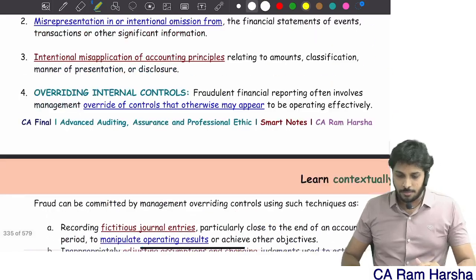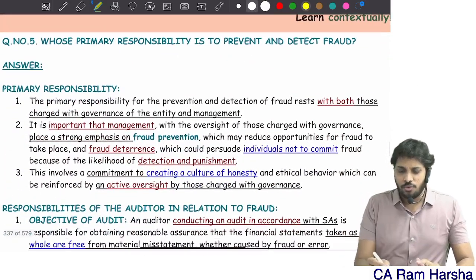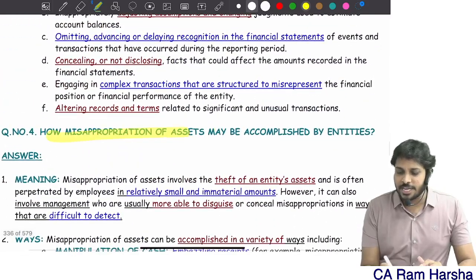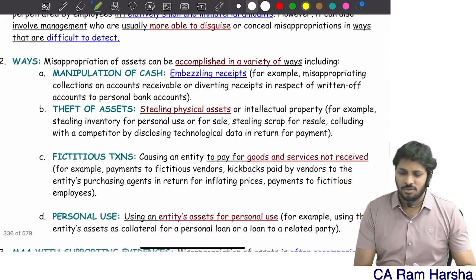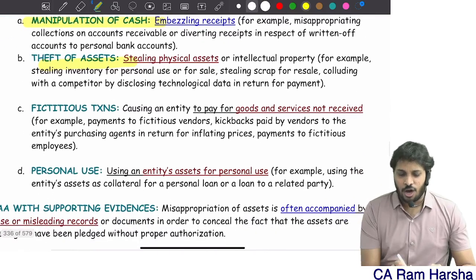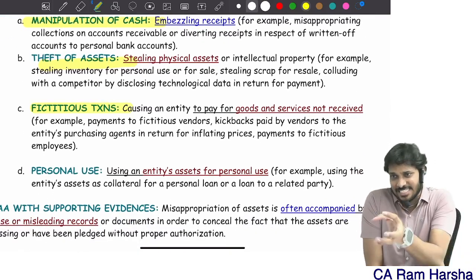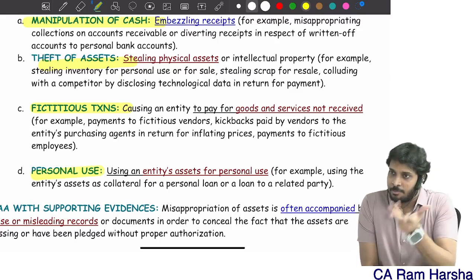Now next, let us look at how misappropriation of assets will be done. How will they do it? Either they will misappropriate cash, or they misappropriate through theft, or they record fictitious transactions and misappropriate the asset, or they may use entity assets for personal use.